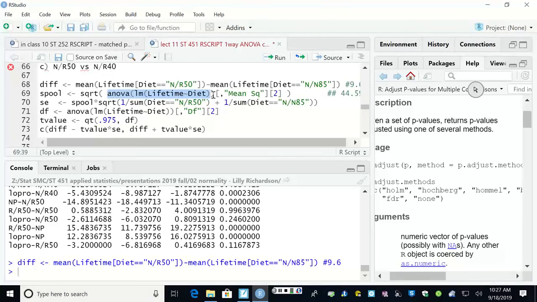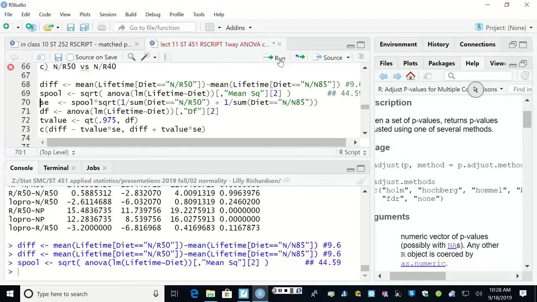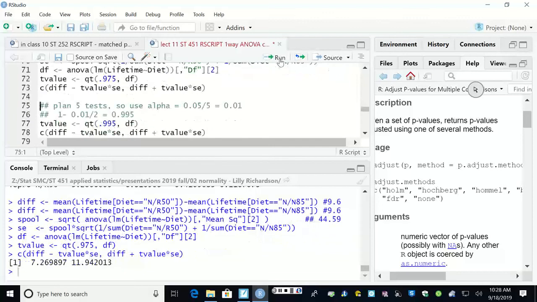And that's our standard error. Degrees of freedom, we get to use the degrees of freedom error from ANOVA. So we get our t-value. If we just do that particular one, we would get that as a confidence interval. Let's run all these things. And we get 7.3 up to 11.9 as a difference.